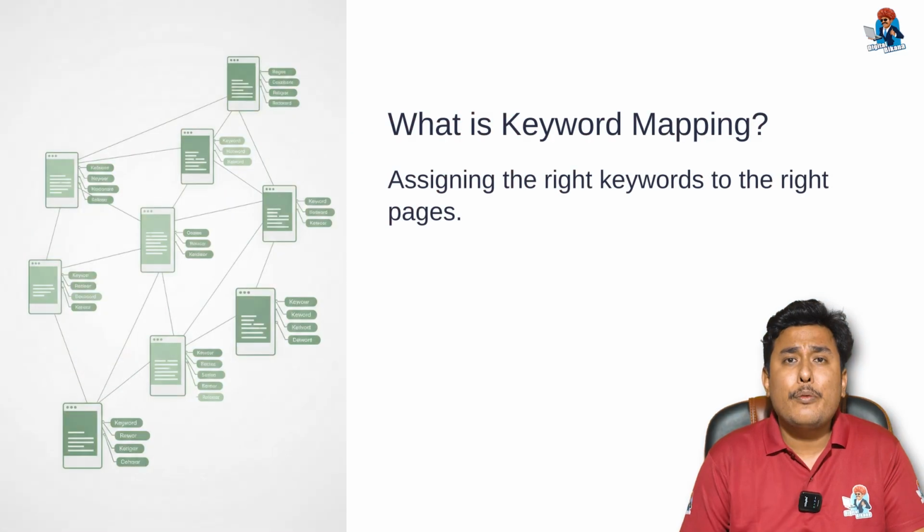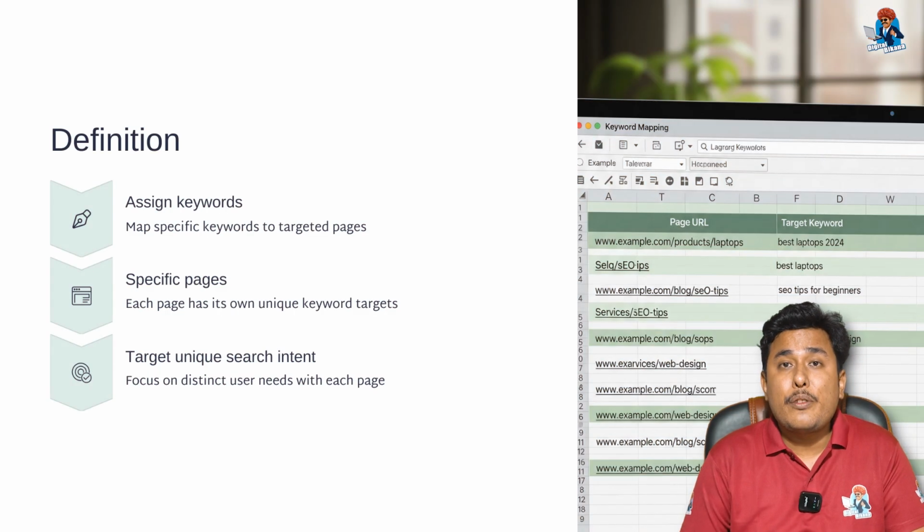Welcome to today's video. We will explore keyword mapping, a powerful SEO process that connects specific keywords to specific pages on your website to improve rankings and avoid content overlap. Keyword mapping is the process of assigning target keywords to specific pages on your site, ensuring each page is optimized for a unique search intent.